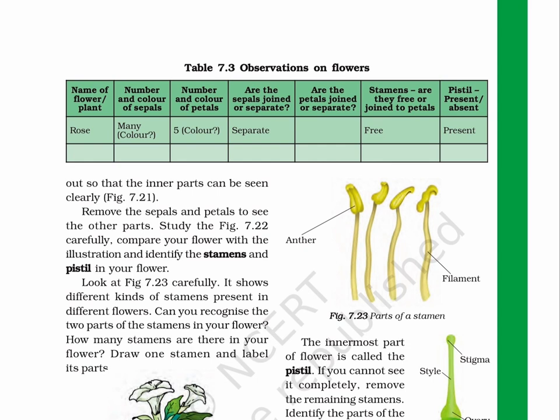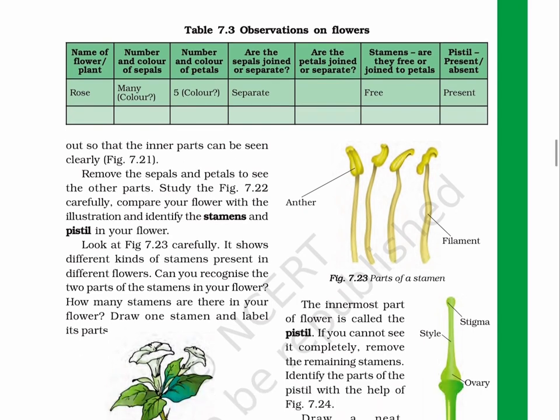Remove the sepals and petals to see the other parts. Study the figure 7.22 carefully. Compare your flower with the illustration and identify the stamens and pistil in your flower. Look at figure 7.23 carefully. It shows different kinds of stamens present in different flowers. Can you recognize the 2 parts of the stamens in your flower? How many stamens are there in your flower? Draw one stamen and label its parts.